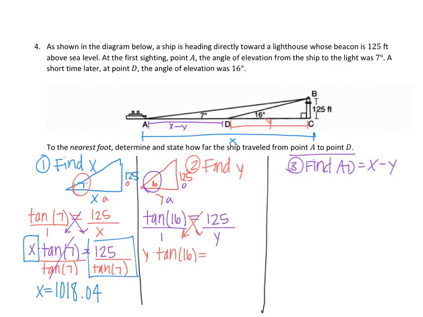When we cross multiply, I have y times tangent of 16 equals 125. And again, to get y by itself, we have to undo multiplication, so that calls for division by tangent of 16. Left side cancels, so now we have y equals 125 divided by tangent of 16, which gives us 435.927.